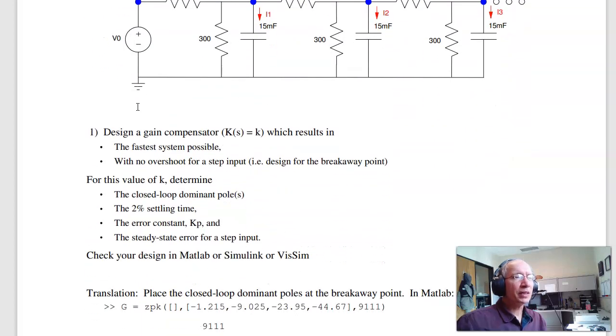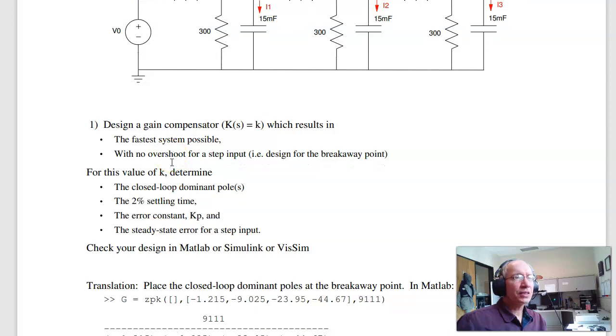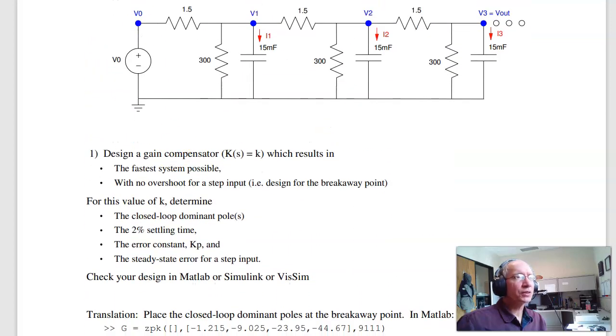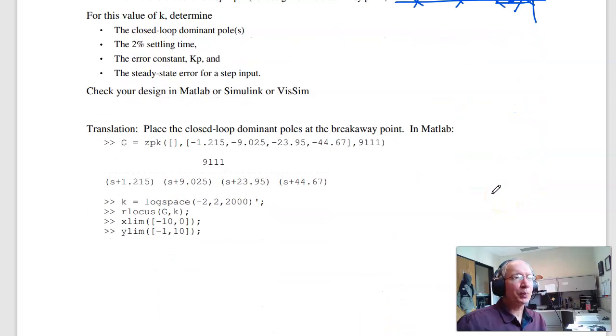So the first problem is to design a gain compensator, K(s) is just a gain K, such that I get the fastest system possible with no overshoot. Translating what that means, when you draw the root locus, I've got four poles. These come together, split apart. I'm designing for the breakaway point. That's where this pole's gone as far left as possible. Biggest gain I can get without any overshoot, without any complex part. So the first step is you've got to find the breakaway point.